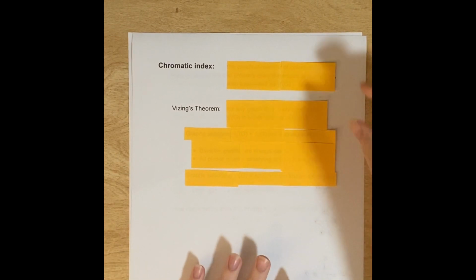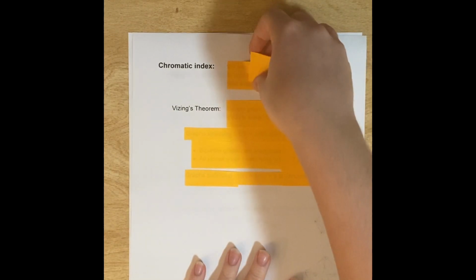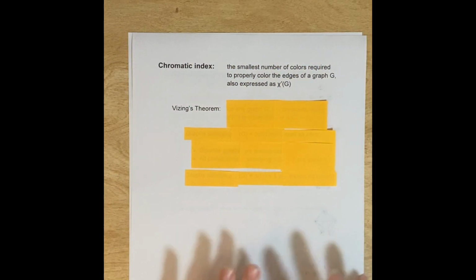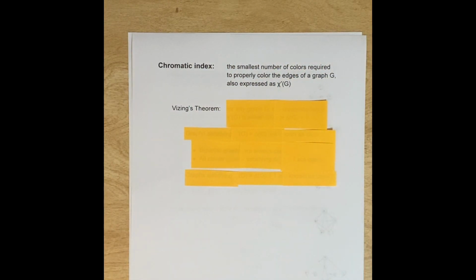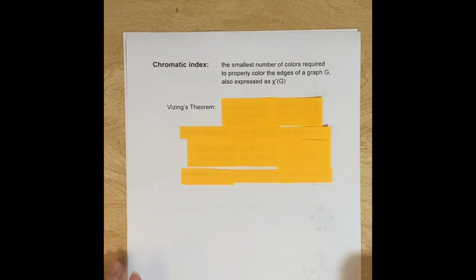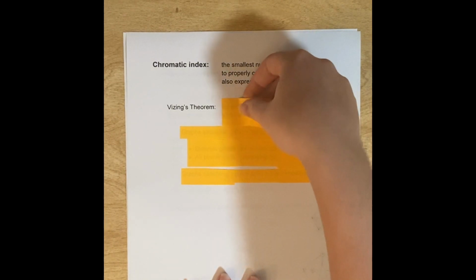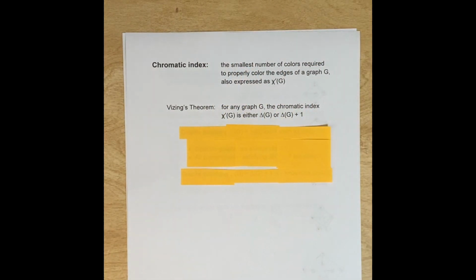Alrighty, so we have the chromatic index, which is defined as the smallest number of colors required to properly color the edges of a graph G, also expressed symbolically here. And then this leads us to Vizing's theorem, in which he states for any graph G, the chromatic index is either the largest degree of any vertex or the largest degree of any vertex plus 1.